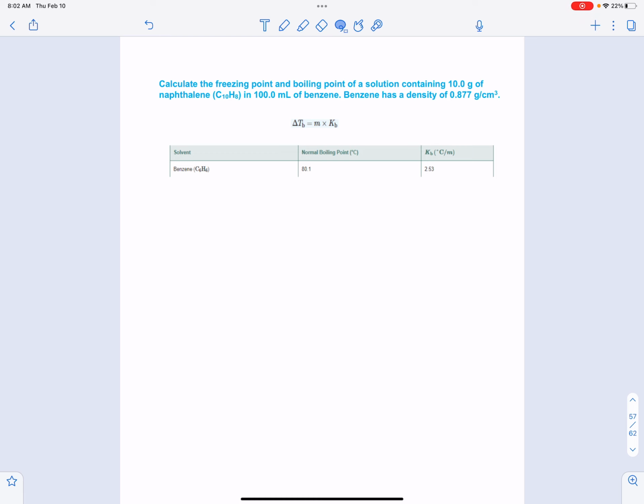So that's the problem we're working on. If I want to find the temperature of the solution, I know that the temperature of the solution minus the temperature of boiling of the solvent equals delta T of boiling, or boiling point elevation.